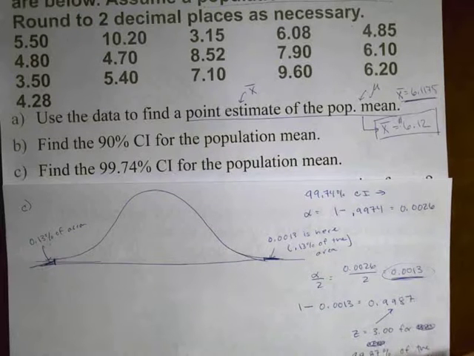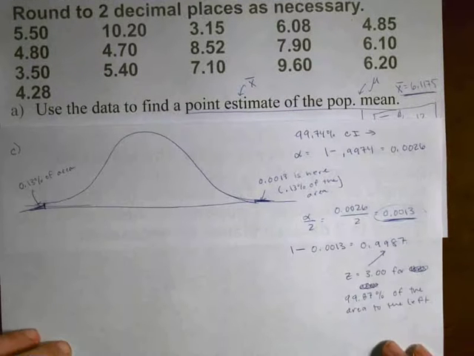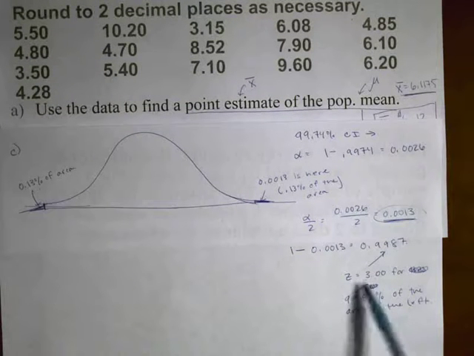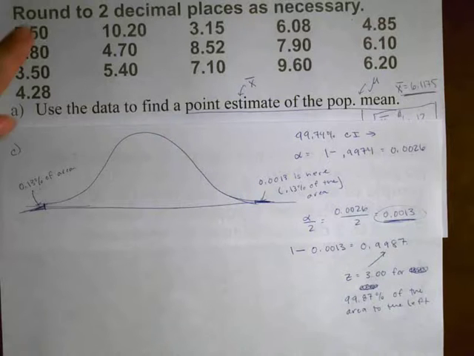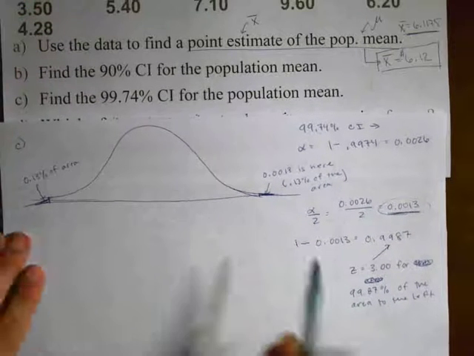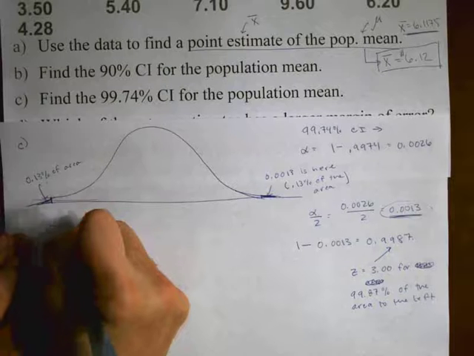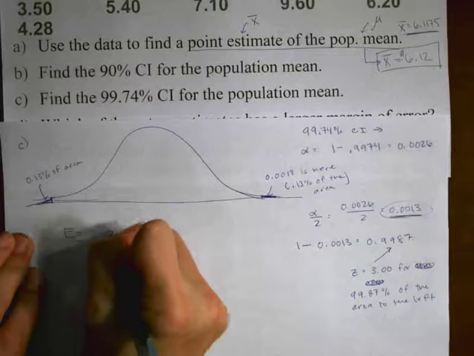For 99.87% of the area. Okay, so I said z is 3.00 if I want to find when 99.87% of the area is to the left of that value.